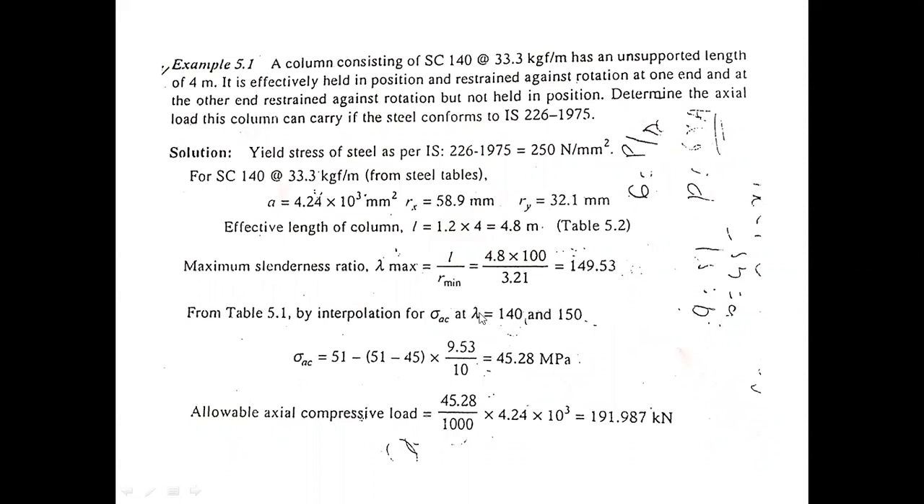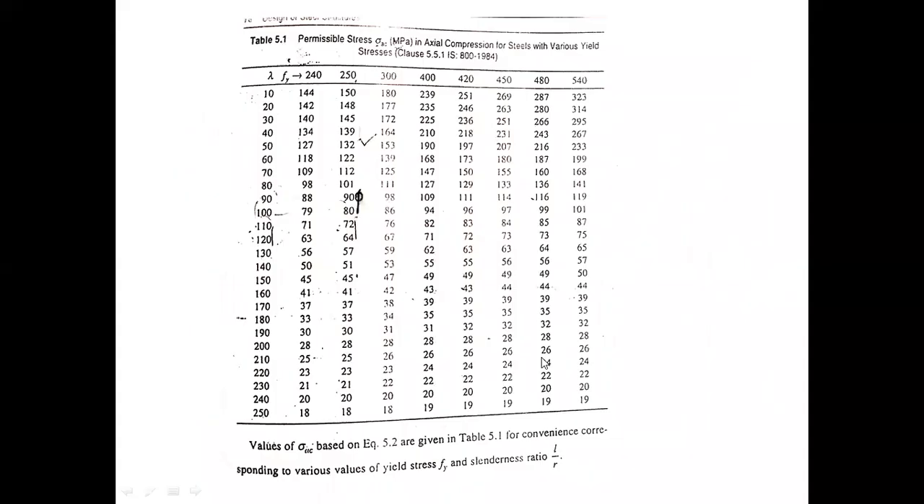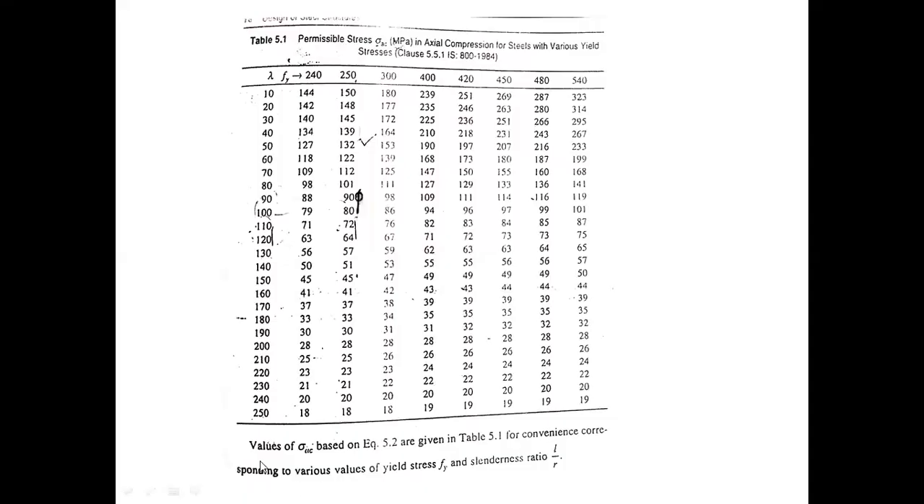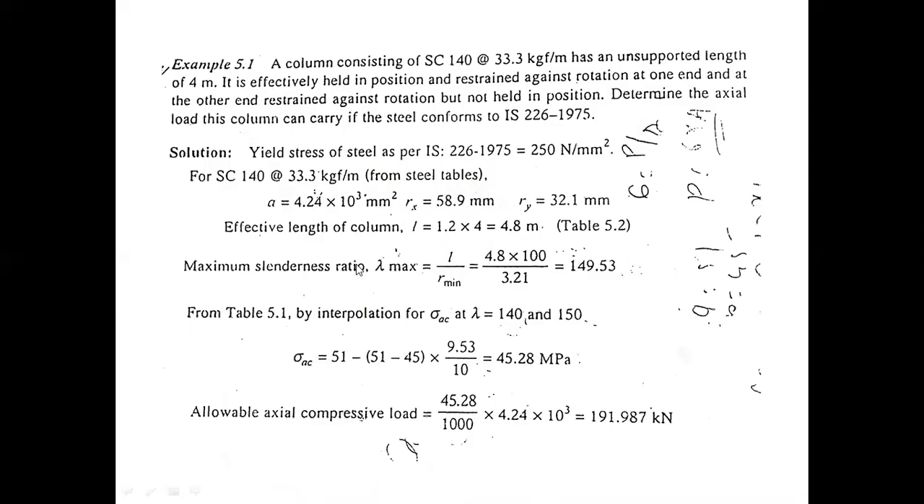Okay, for the interpolation to find the value of sigma ac, as we have studied in the previous lecture, we'll go to that table 5.1. So this is table 5.1. Our value of lambda is between 140 and 150, and our Fy is 250. Here Fy is 250, and the values are 51 and 45. So by interpolation we can go.